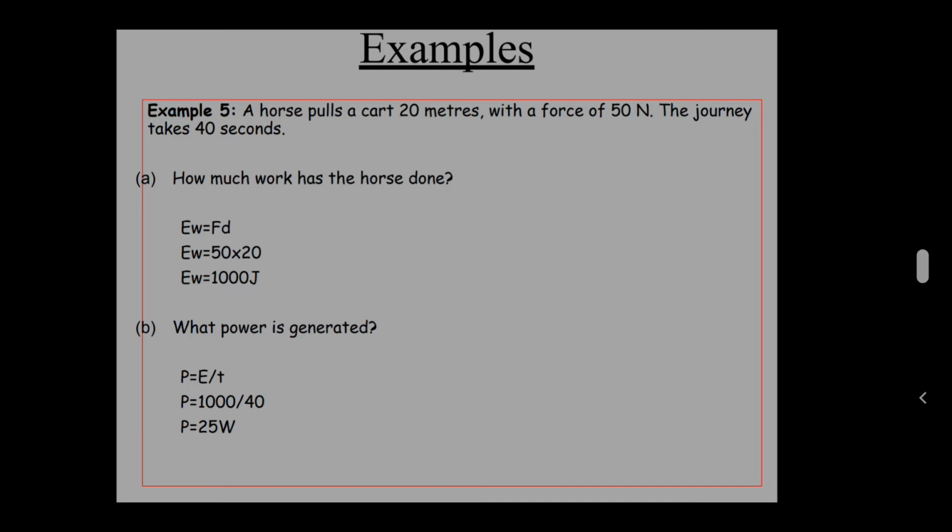Okay, and then what power is generated? P equals E over T. 1,000 divided by 40. I'm just putting in the numbers. There's nothing tricky here. There's nothing trying to trip you up. And that would be 25 watts. Okay, you guys should be starting to get pretty good at your physics now. So I'm not spending too much time.